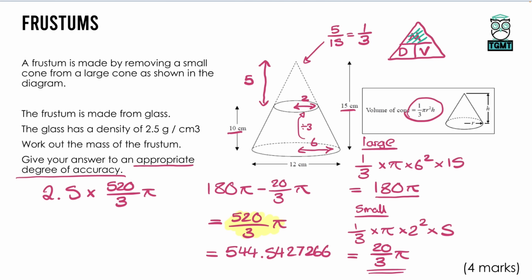Now it does come out in terms of pi. However, it says to give your answer as a suitable degree of accuracy. So I'm going to write it now definitely down as the decimal version. So we get 1361.356817. Now, a suitable degree of accuracy means we're likely not going to give that to 5 decimal places.